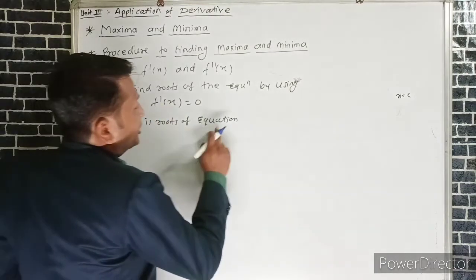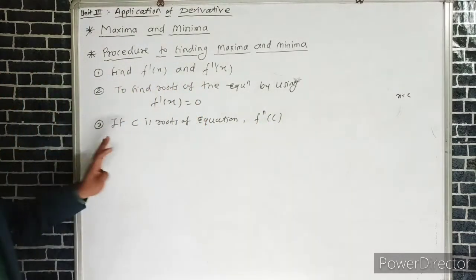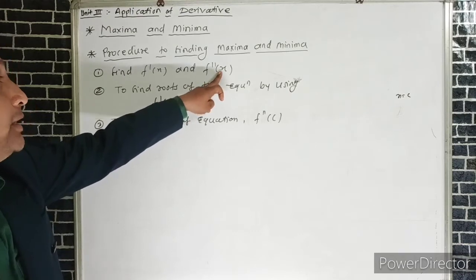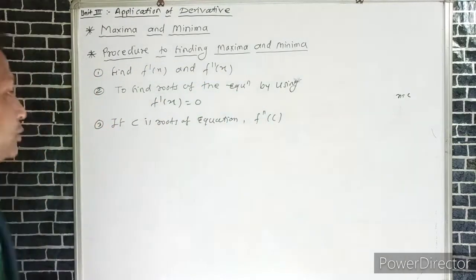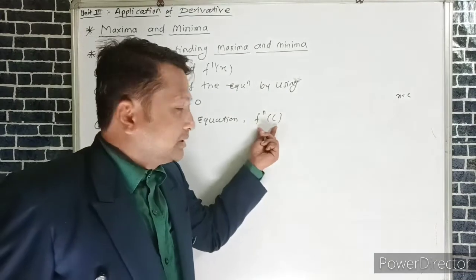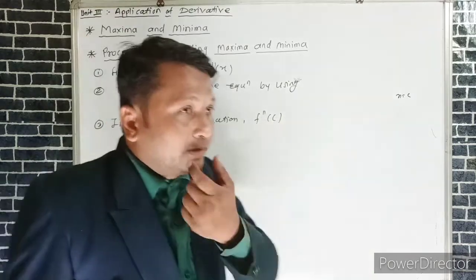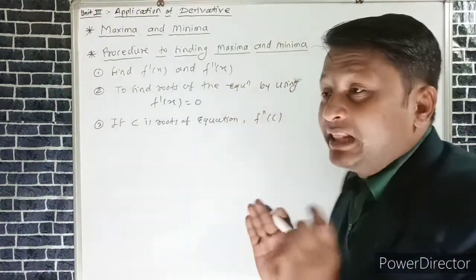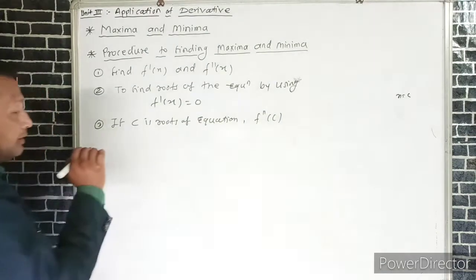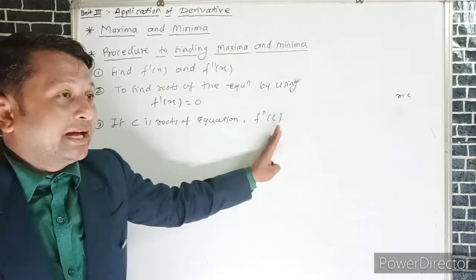If C is a root of the equation, then find f double dash of C. Here we replace the value of x with C in f double dash of x, and we get f double dash of C, the second order derivative at x equals C. If the value of f double dash of C is less than 0, then we can say the function is maximum. If f double dash of C is greater than 0 at x equals C, then we can say the value is minimum.